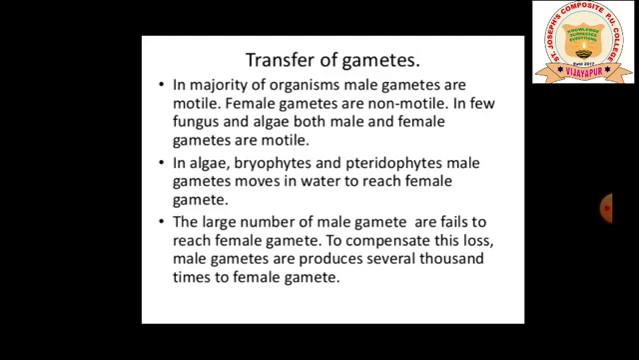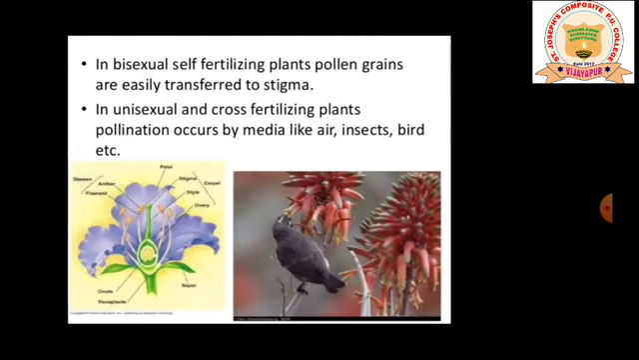What does it mean? We don't know where the female is, and we want the zygote to be formed; the fusion of male and female gametes has to take place. To compensate, so that the loss does not affect the outcome, the zygote has to be formed and the generation has to continue. So the male gametes are produced in huge quantity, thousands of times more than the female gametes. Female gametes will be few. The male gametes travel through the medium of water and reach the female gamete, then fusion takes place, the zygote forms, and a new individual grows. In this way they continue their generation.